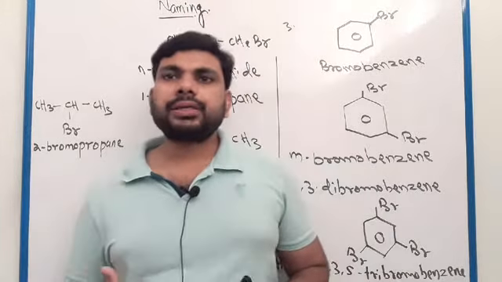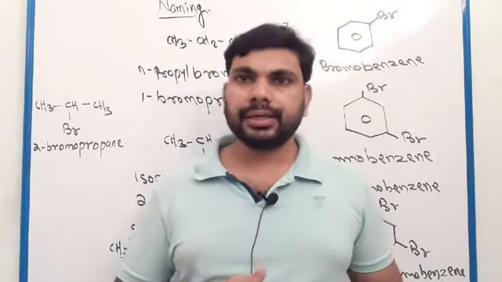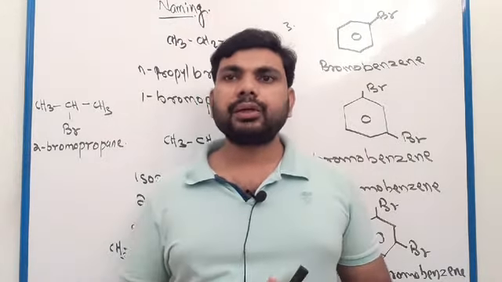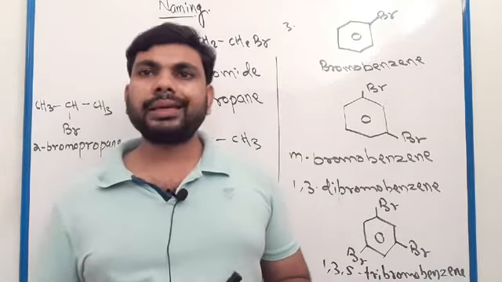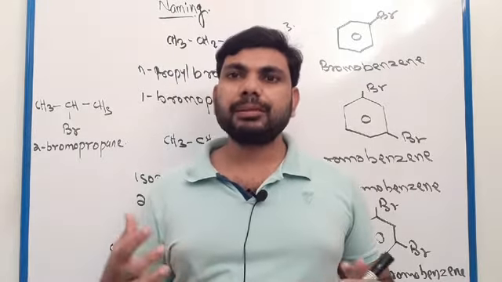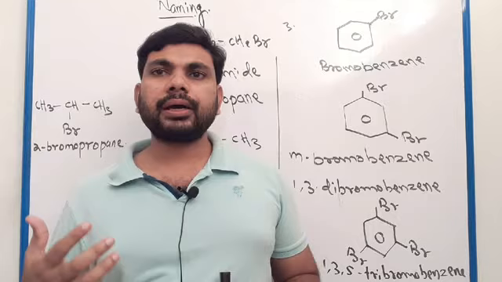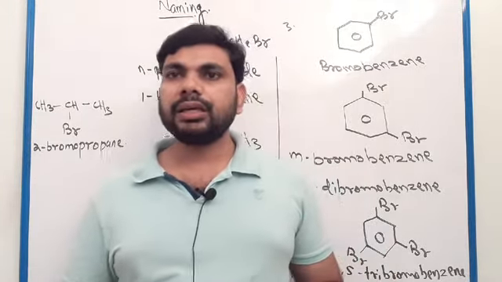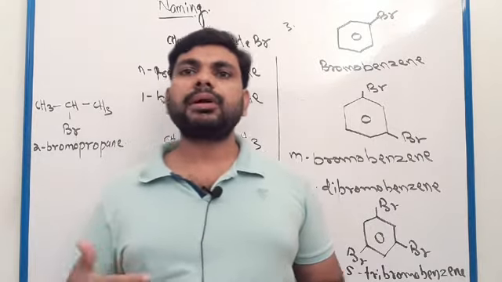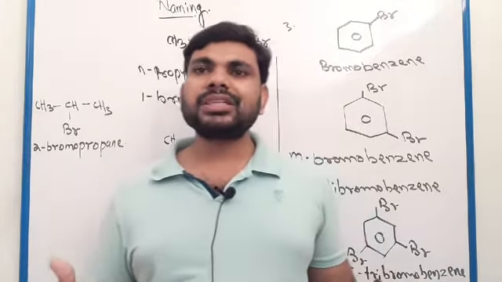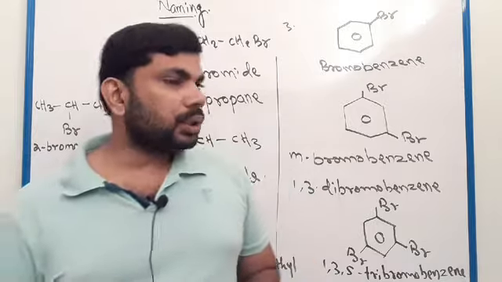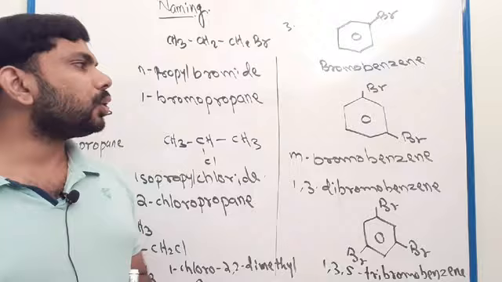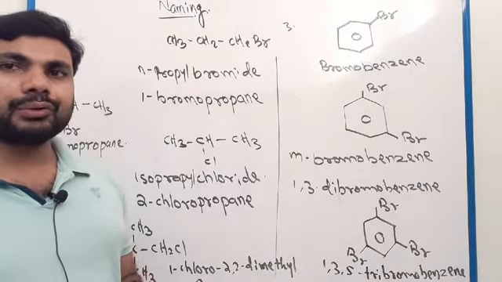Okay, next one we have to discuss here, naming of haloalkanes. Basically we know naming of organic compounds. The name of organic compounds depends on the carbon atoms: meth, eth, prop, but, pent. Carbon-carbon single bond, ANE; carbon-carbon double bond, ENE; carbon-carbon triple bond, YNE. We know these basic things. Okay, so here we have some haloalkanes or haloarenes. We have to name them.